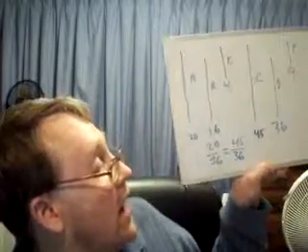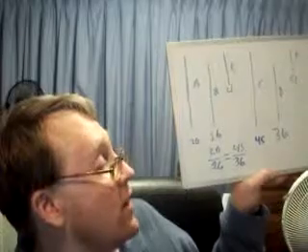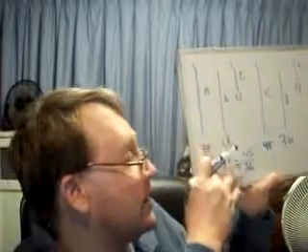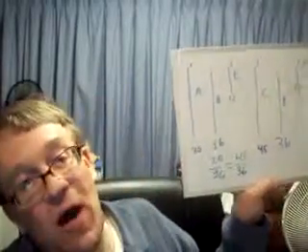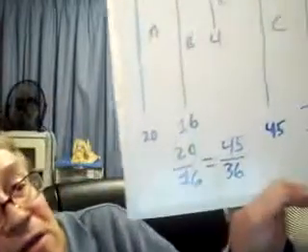So let's translate that for you. As 20 is to 16, so also is 45 to 36. And if you check the math out real carefully, you'll find out that this is 5/4 and this is 5/4 as well. See?